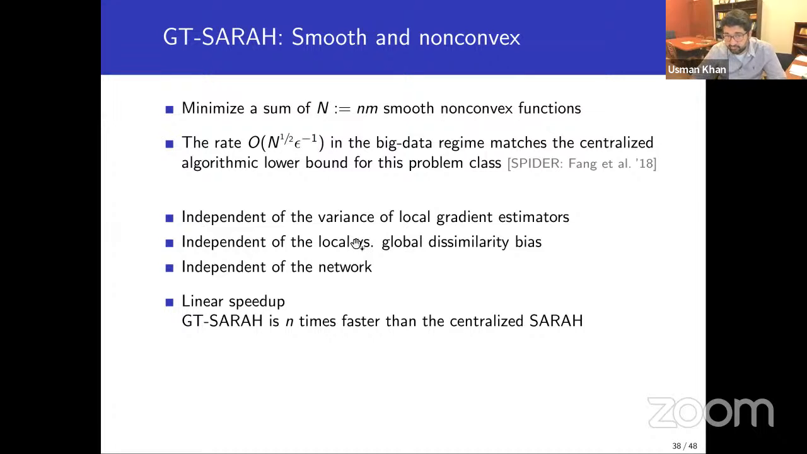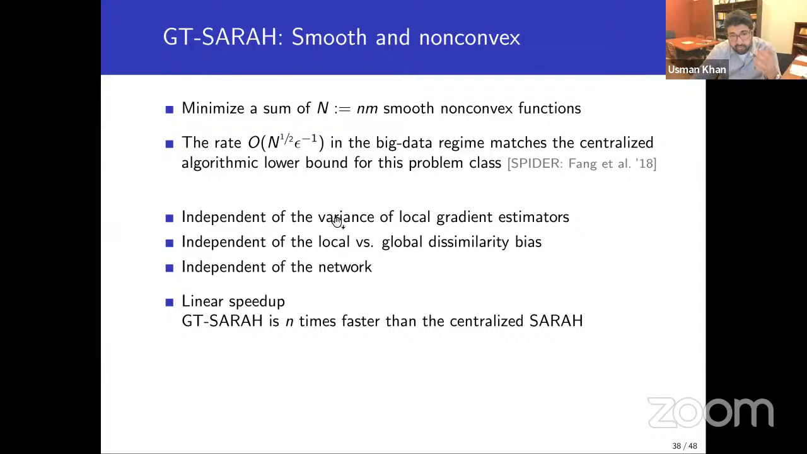There is no eta, which I used before to describe local versus global dissimilarity bias. And there is no network effect here. So if you go back and you remember, there was this term 1 over 1 minus lambda, which captures the effect of the distributed communication graph. That is also not here.